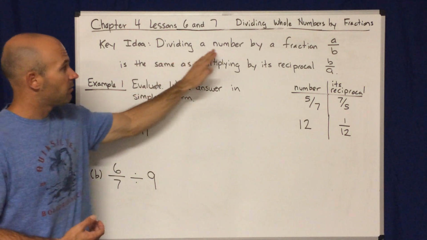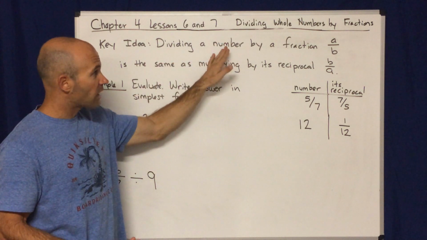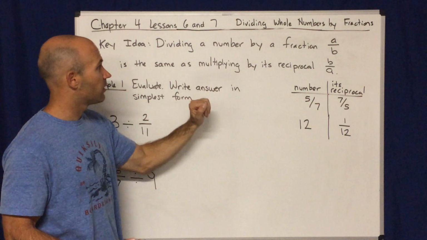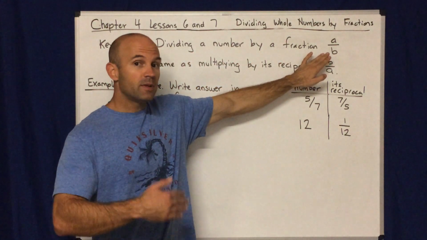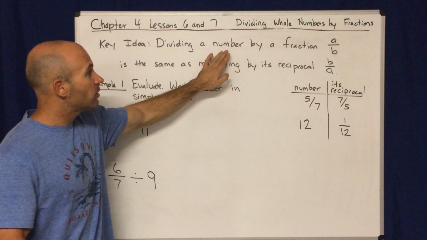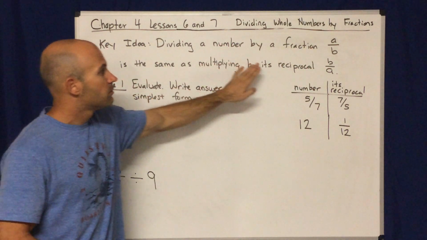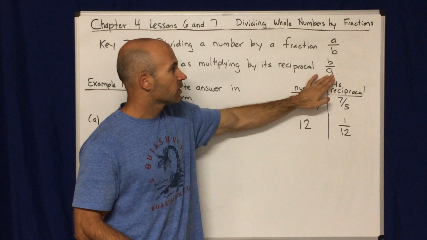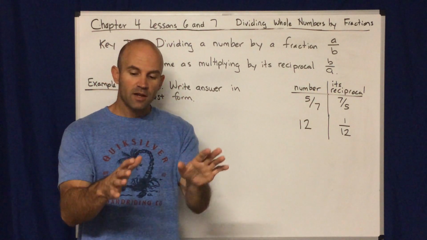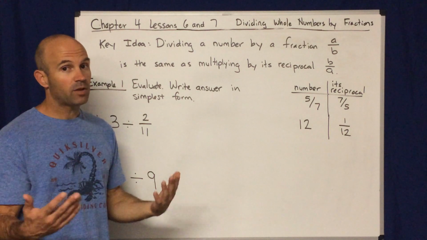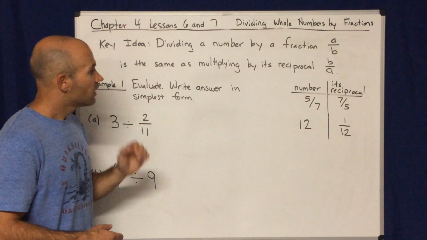So if you're dividing a number, whether that number be a fraction, a whole number, or even a mixed number, if you're dividing a number by a fraction, that turns out to be equivalent to multiplying that number by the reciprocal of the fraction. So we're going to change a dividing problem into a multiplication problem, and we learned in previous lessons how to multiply fractions together.